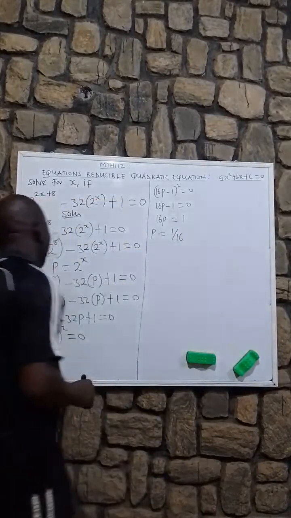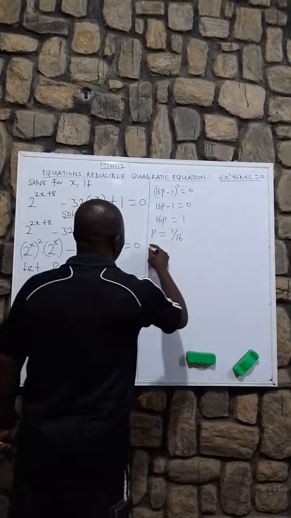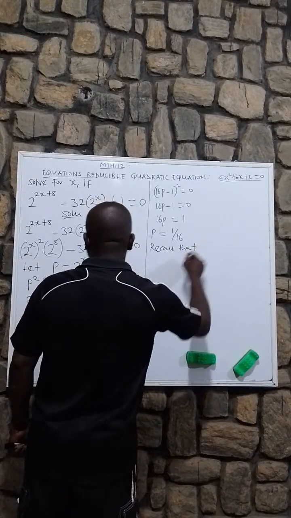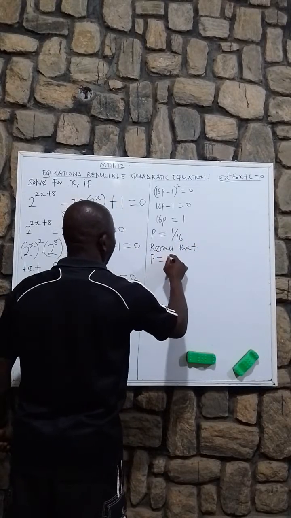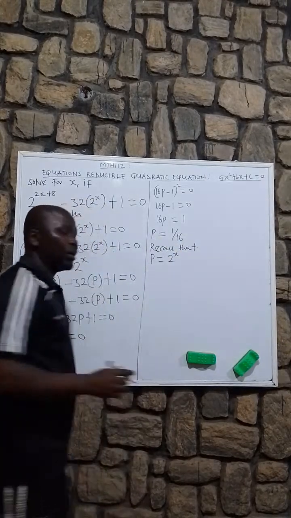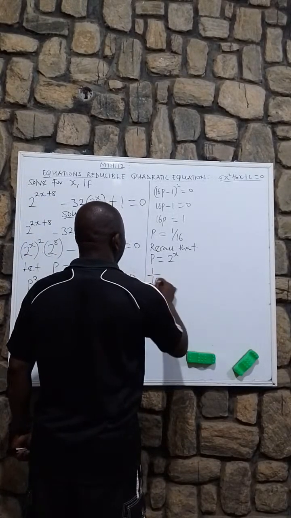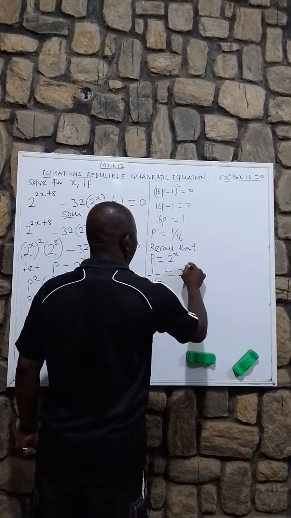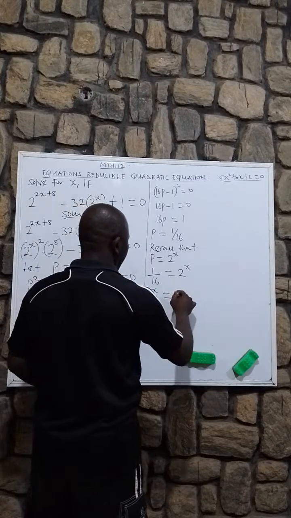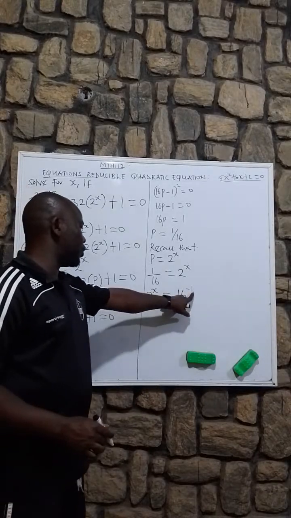16. Okay? But here we said let p equal, so let us recall that p is equal to 2 raised to the power x. Then our p is 1 all over 16, right? So here we now have 1 all over 16 equals 2 raised to the power x. We can rewrite this equation in this form: 2 raised to the power x, and this is the same thing as 16 raised to the power of minus 1.